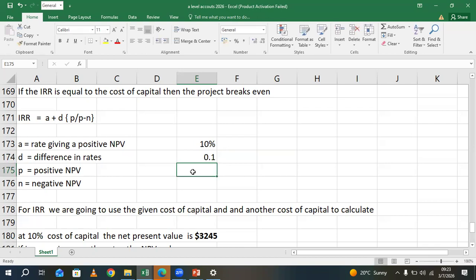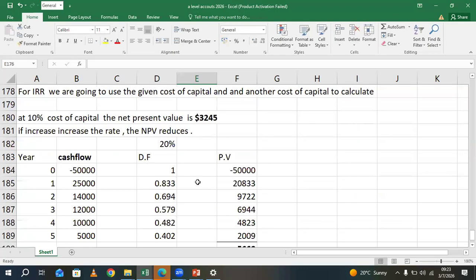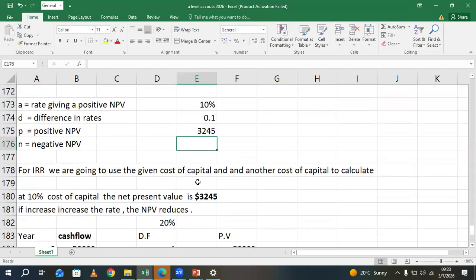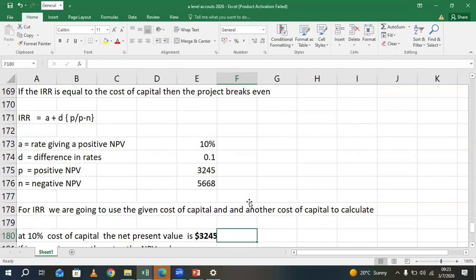Then positive NPV, we got positive NPV as 3245. Our negative NPV is 5668. So now we have our variables. So it's now a matter of us substituting these variables into the formula. So let's copy this formula.